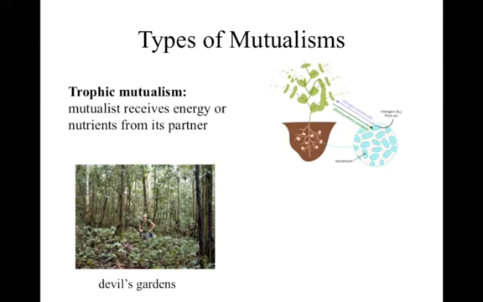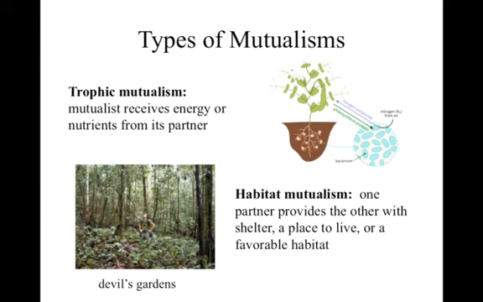Nutrients are going one direction and energy is going the other direction, so they're both benefiting. The other possible thing is shelter, and when the mutualist partners are providing shelter for the other, we call that habitat mutualism. That's where one partner provides a place to live, shelter, a favorable habitat for the other.